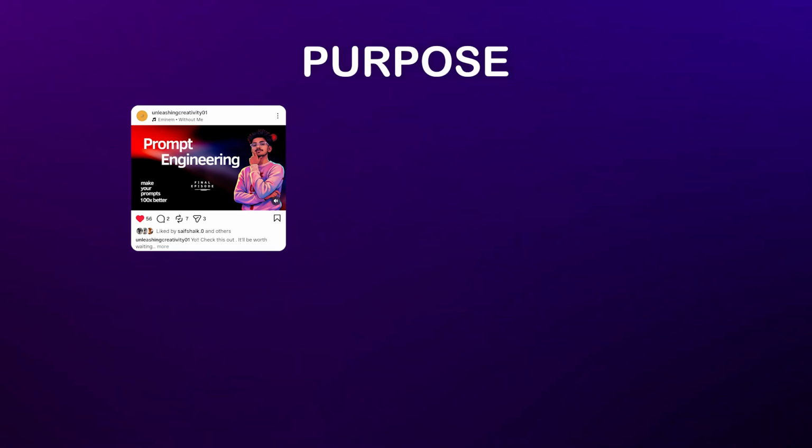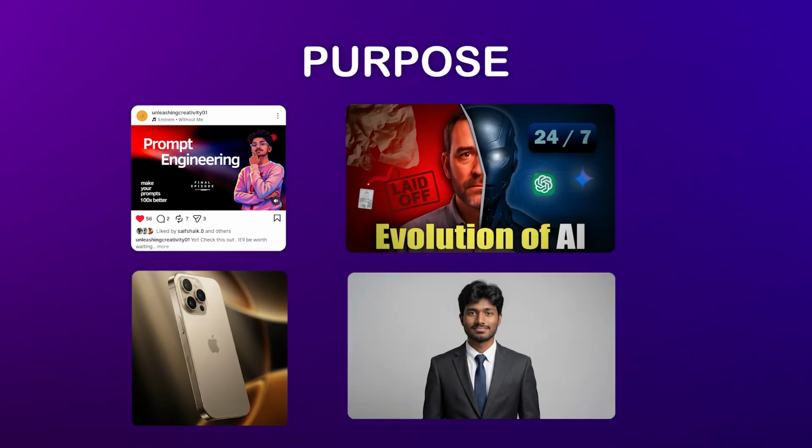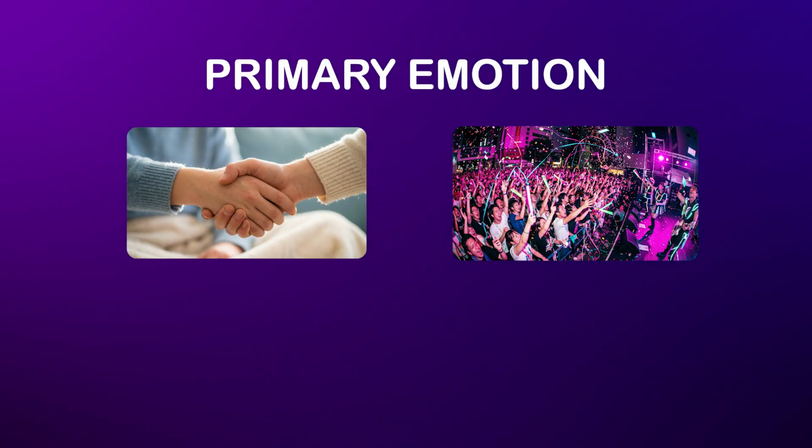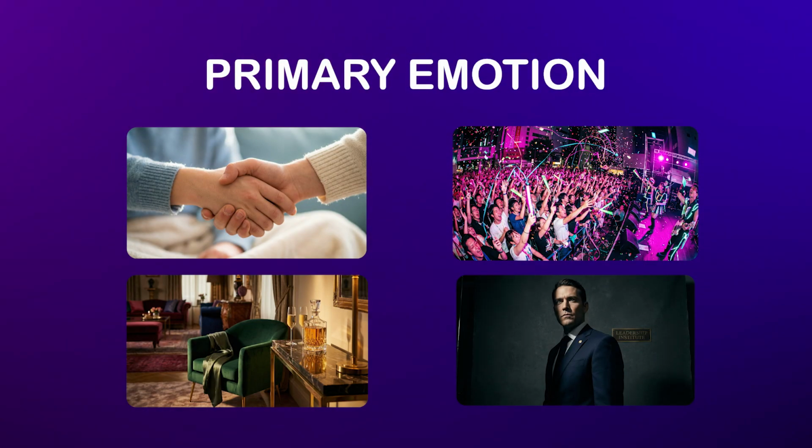Is it for an Instagram post or product ad, thumbnail or LinkedIn photo? Who is the target audience? You should specify age, gender and professional level. And primary emotion. Trust, excitement, luxury, authority. You have to pick one. Most people skip this. That's why their images feel random. Define intent and the AI understands context.